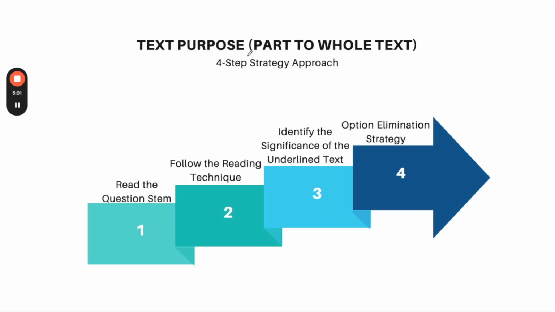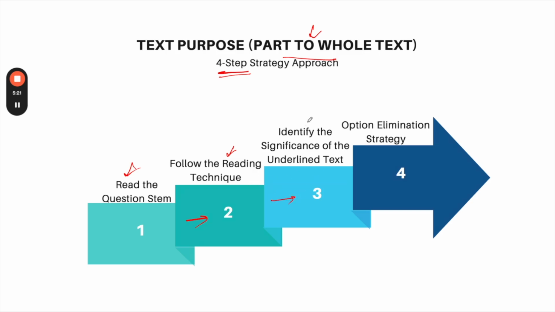Let's see the strategy for the part to whole text type. Now this is a 4-step strategy approach. You will read the question stem to know that you're dealing with a part to whole text type. The second step is that you will follow the reading technique similar to the whole text subtype that we just saw. You will be reading the text in a particular manner.